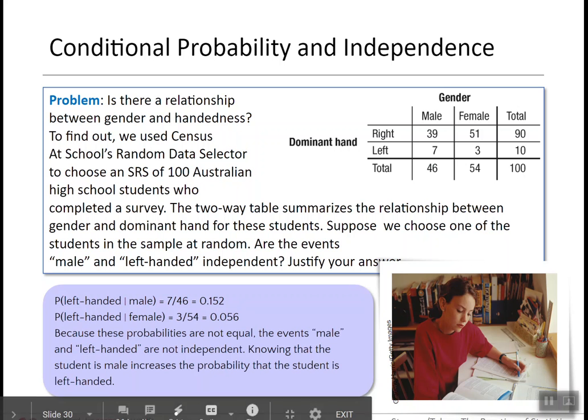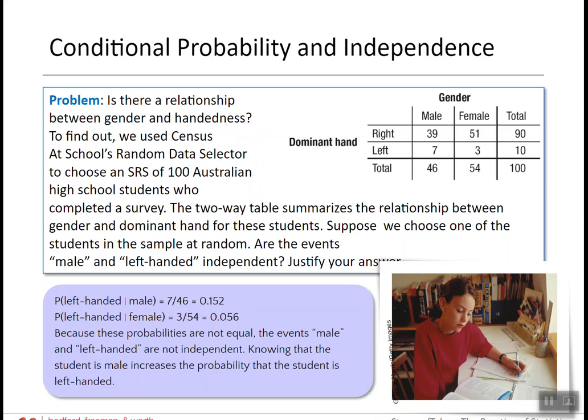Males are more likely to be left-handed. So if you know that a student is male, then you know that they are more likely to be left-handed than if you knew that they were female.